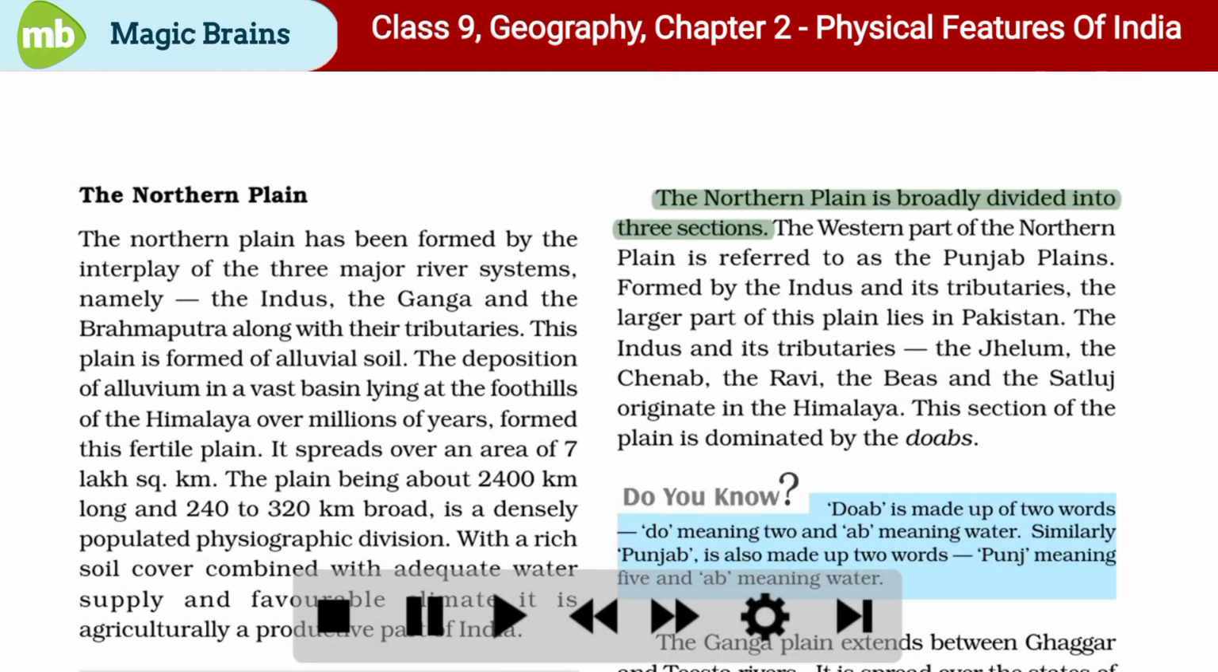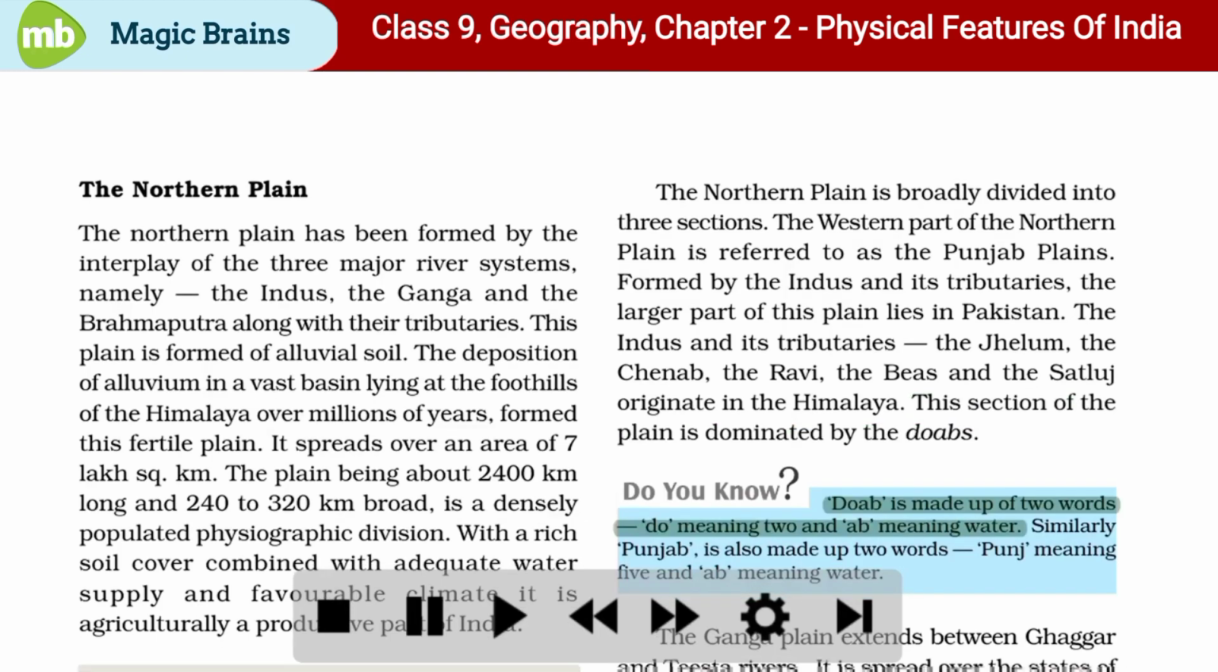The northern plain is broadly divided into 3 sections. The western part of the northern plain is referred to as the Punjab Plains, formed by the Indus and its tributaries. The larger part of this plain lies in Pakistan. The Indus and its tributaries, the Jhelum, the Chenab, the Ravi, the Beas, and the Satluj, originate in the Himalaya. This section of the plain is dominated by the Doabs.